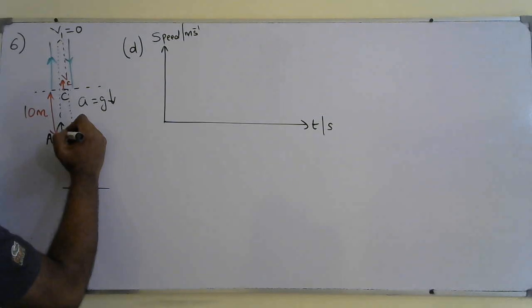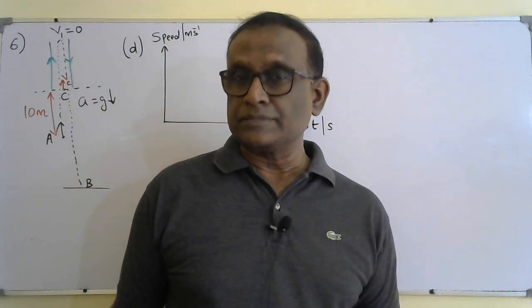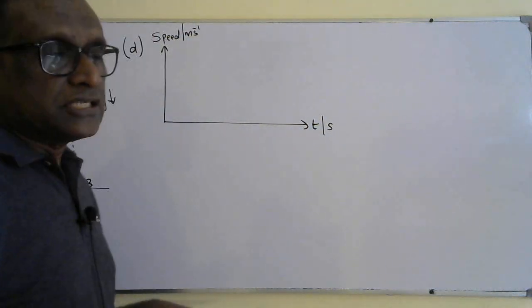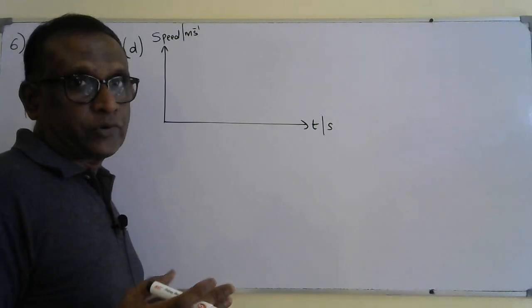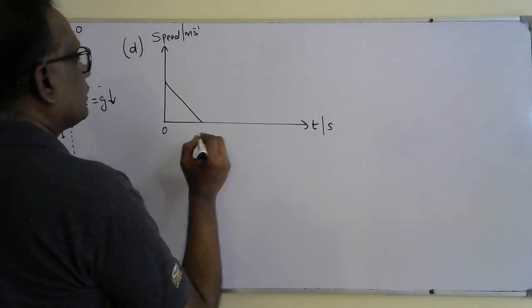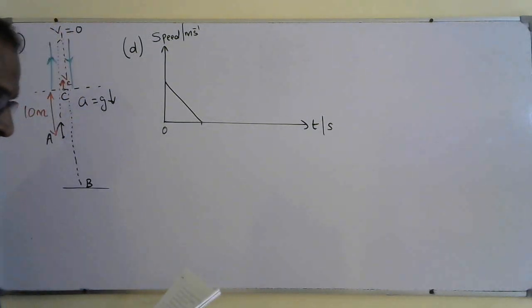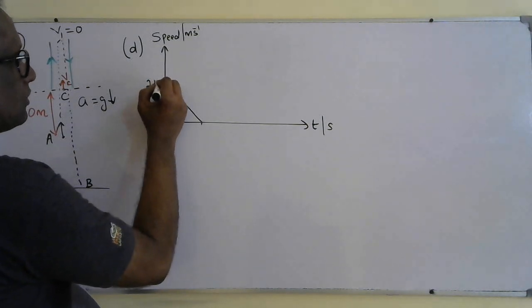So it was projected with velocity 24 meter per second. It's uniformly decelerating until the speed becomes 0 at the highest point. So the gradient of the speed time graph gives the acceleration. Acceleration is constant, 9.81, so the gradient should be constant. The time taken to this point, we didn't find it. Anyway, we'll see. But this speed, we know, is 24.